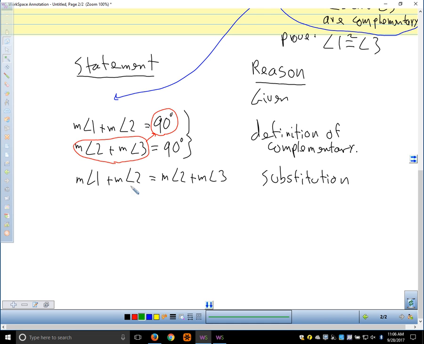And just like before, I see that I have a measure of angle 2 here and a measure of angle 2, and I want to get rid of that from both sides of the equation. So I'm going to say the measure of angle 1 equals the measure of angle 3, because I subtracted that from both sides of the equation. And now we know the angles' measures are the same, so we can say they're congruent.